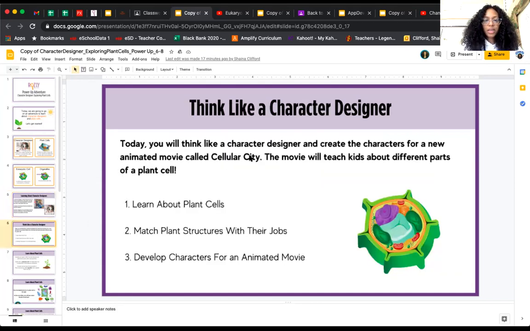So, as you think like a character designer and create characters for a new animated movie called Cellular City, the movie is meant to teach kids about the different parts of a plant cell. So we'll learn about the plant cells, match plant structures with their jobs, and then you can develop characters for an animated movie. Feel free to let your imagination and understanding of science take control at that part.